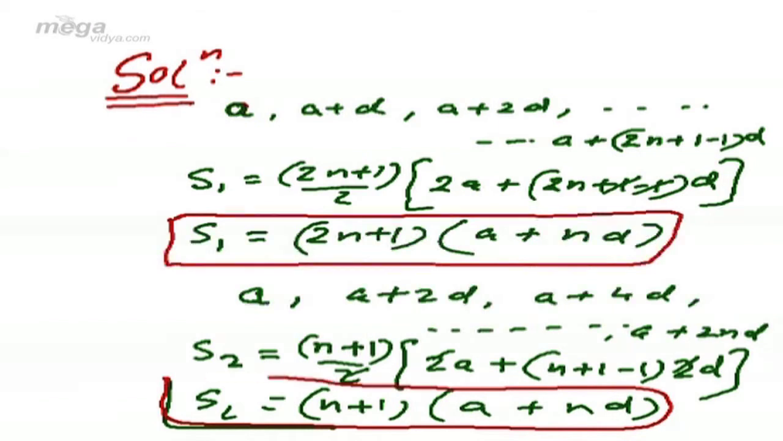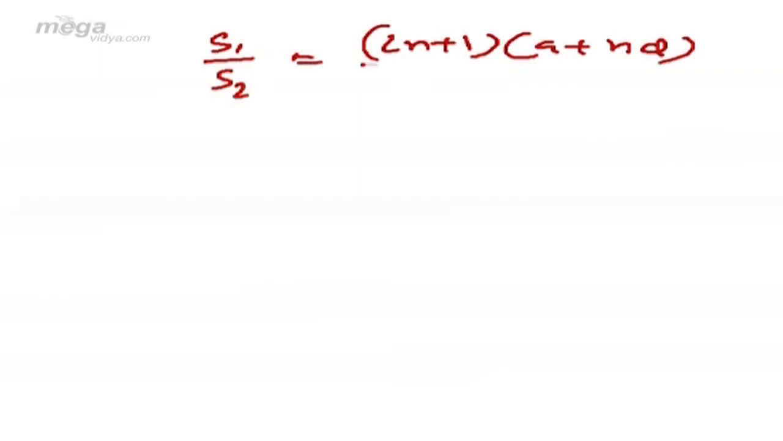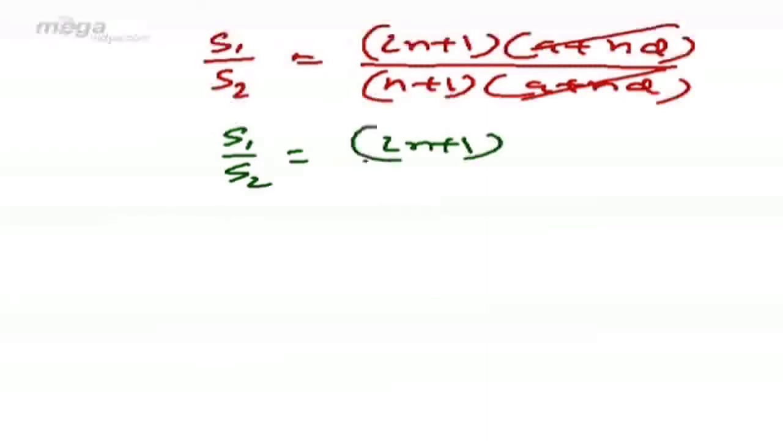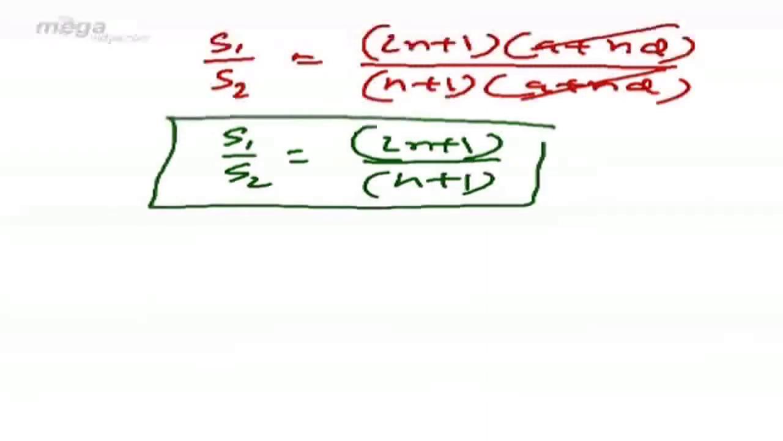But we have to find the ratio of S1 and S2. Therefore, S1 upon S2 is equal to (2n plus 1) into (a plus nd) divided by (n plus 1) into (a plus nd). This and this get cancelled. We get S1 upon S2 is equal to (2n plus 1) upon (n plus 1). This is the solution of this question.